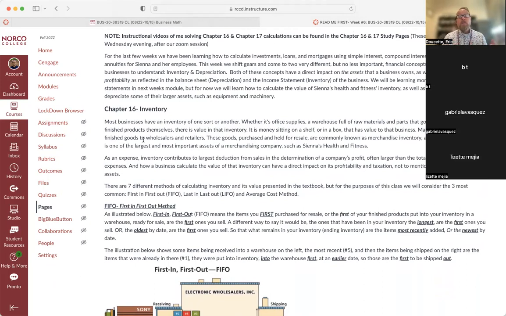So again, the goal here is to figure out how much inventory you still have left and how much value is in that inventory. And that's what you're trying to discover in these problems.